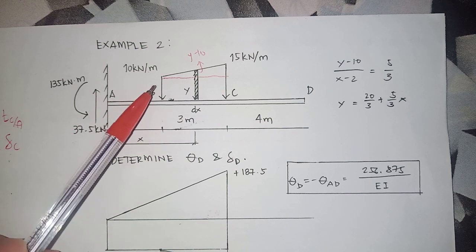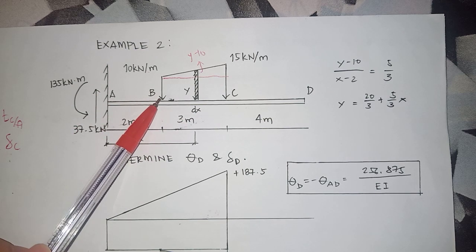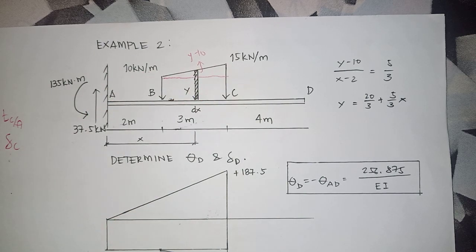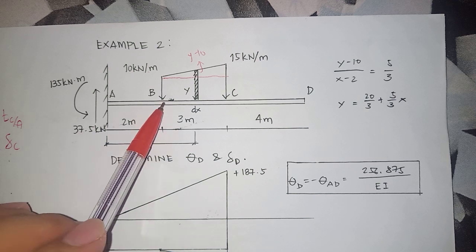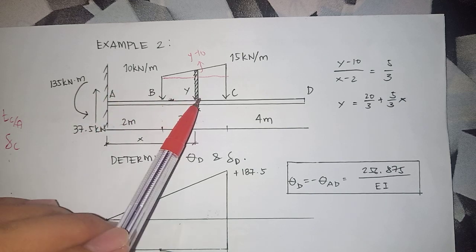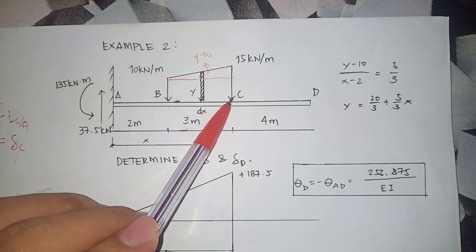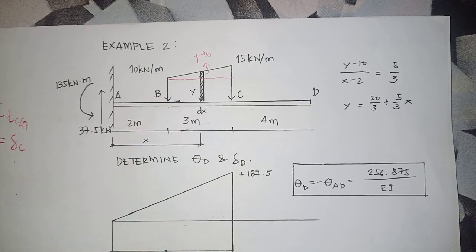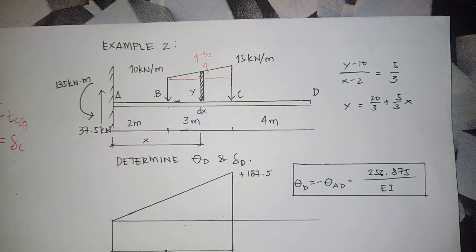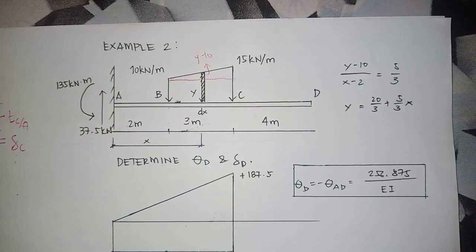So, we have a trapezoidal loading, or varying load, linearly increasing from 10 kN per meter to 15 kN per meter here. Okay, so the 10 kN per meter is 2 meters from point A, and 15 kN per meter is 3 meters from point B, making it 5 meters from point A. Okay, so let's come back to this later.